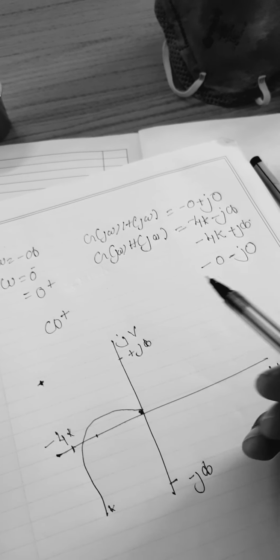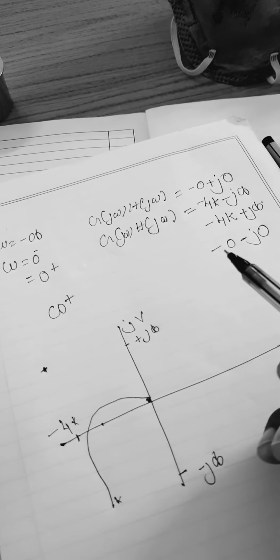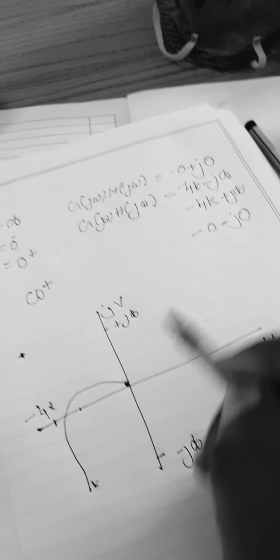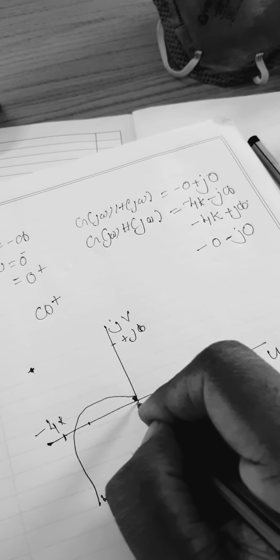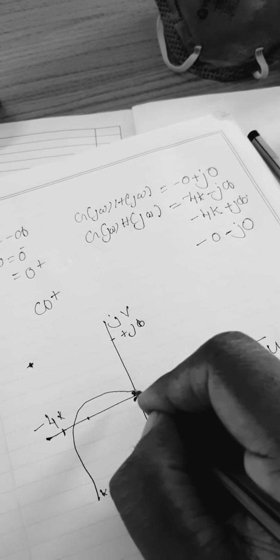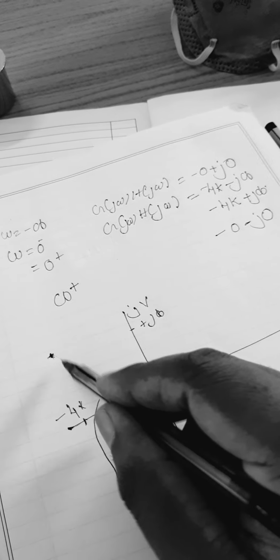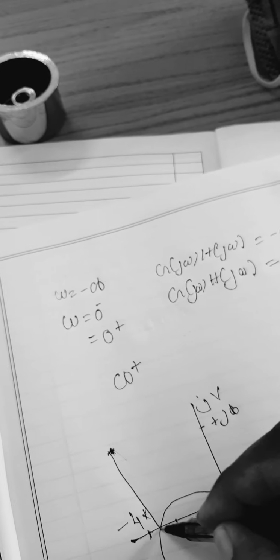Okay, minus 4k plus j infinity. And at infinity plus, you will get a minus 0 plus. Minus 0 means this side, minus j0 means slightly this, so you are getting a point like this, exactly 0 only, but the point is just like this. So we have to draw a contour from here, so that is coming like this. Okay, something like this.